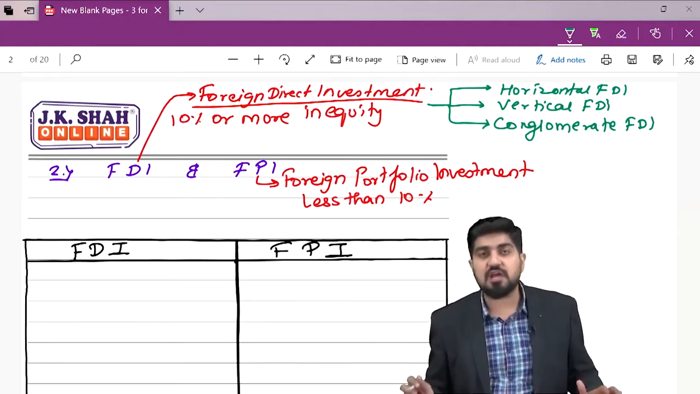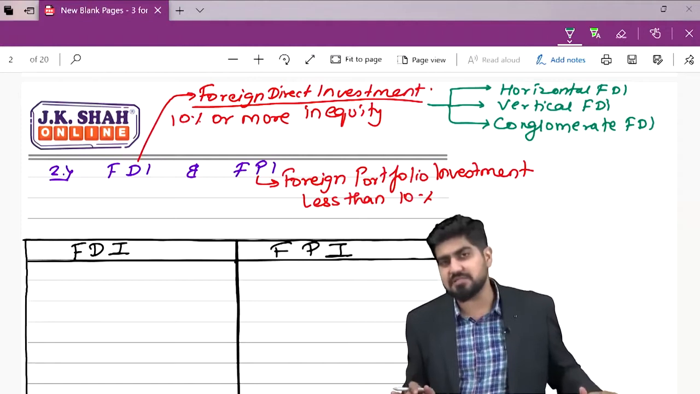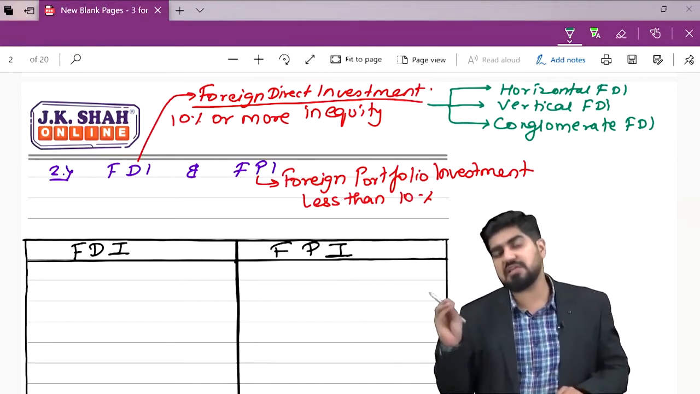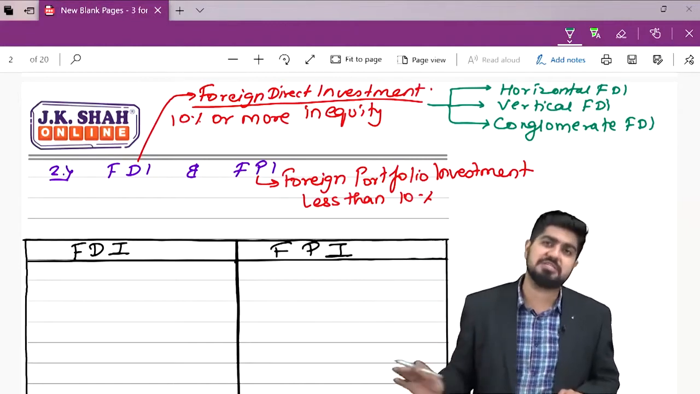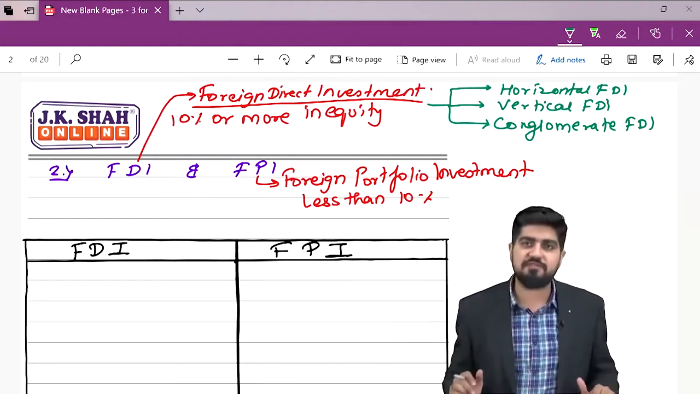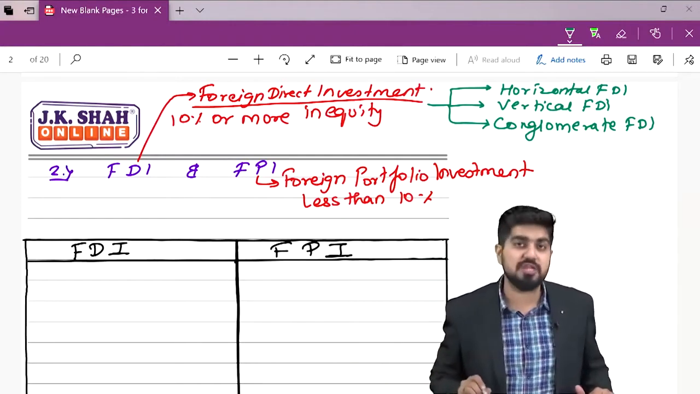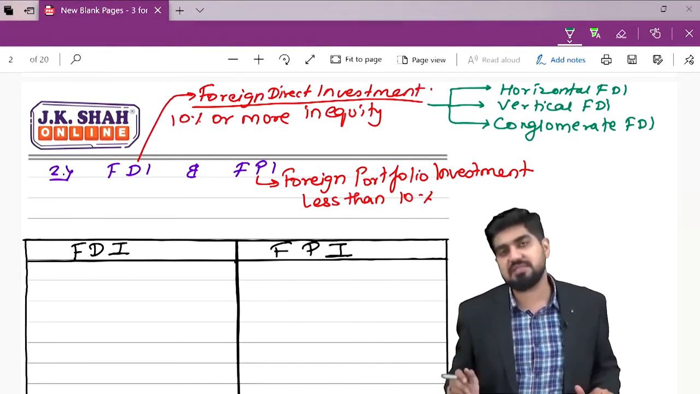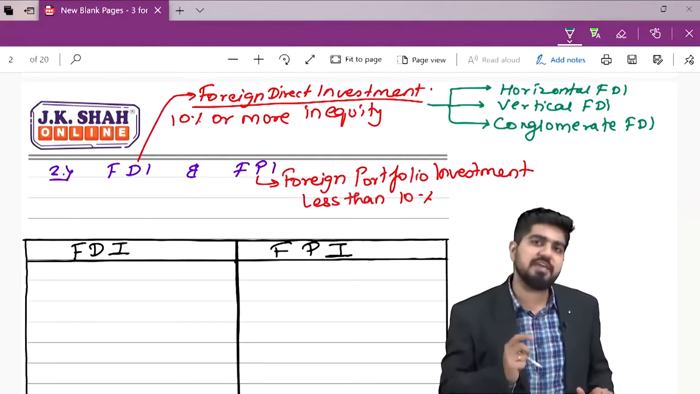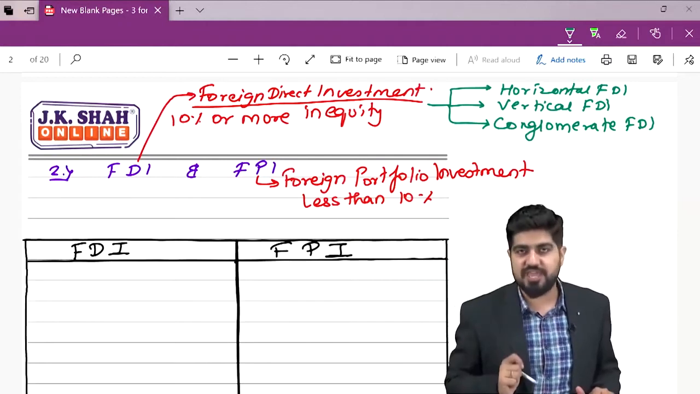Conglomerate means completely unrelated business. So, let's suppose a food company is investing in India in a tire manufacturing business. It is not at all related to each other. Such kind of FDI will be called conglomerate FDI. So, there are three cases in FDI, friends. Which are they? Horizontal FDI, vertical FDI and conglomerate FDI.